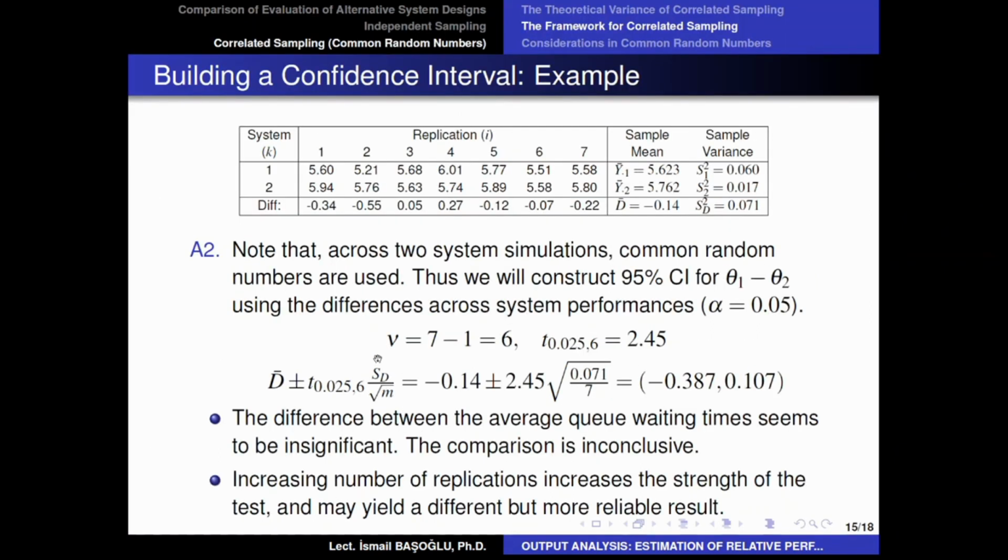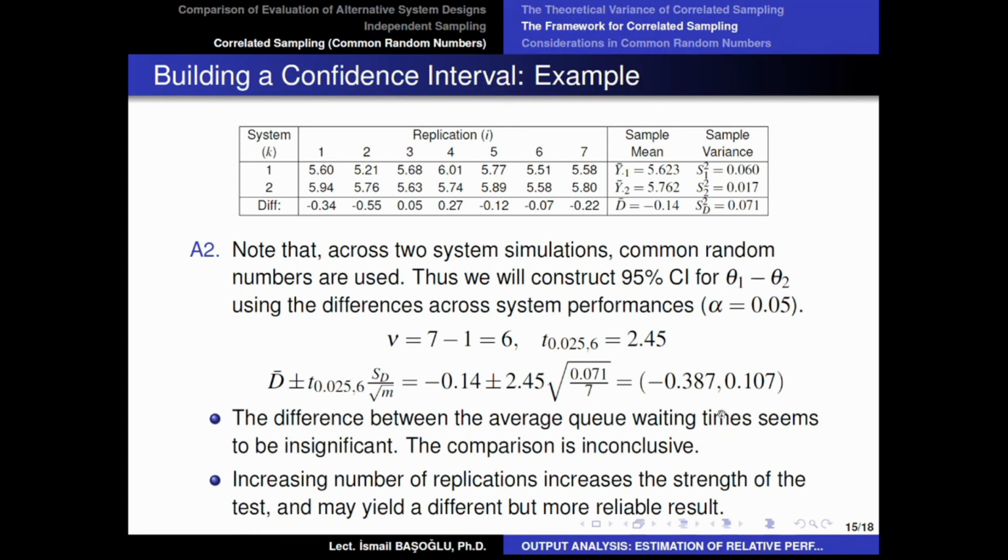And the confidence interval that I built for the mean of the differences is the sample mean, minus 0.14, plus or minus 2.45, which is the T quantile, times the sample standard deviation, which is the square root of 0.071, divided by the square root of number of replications, which is square root of 7. And that confidence interval, my friends, is unfortunately covering the zero value. So the confidence interval built for the difference is including zero itself.